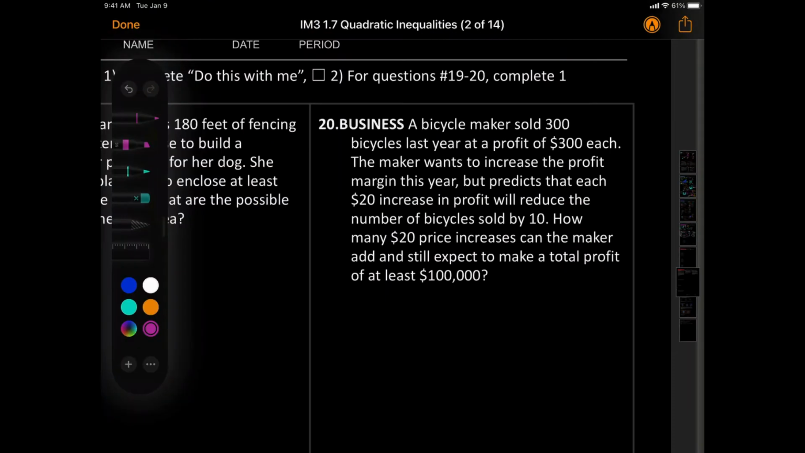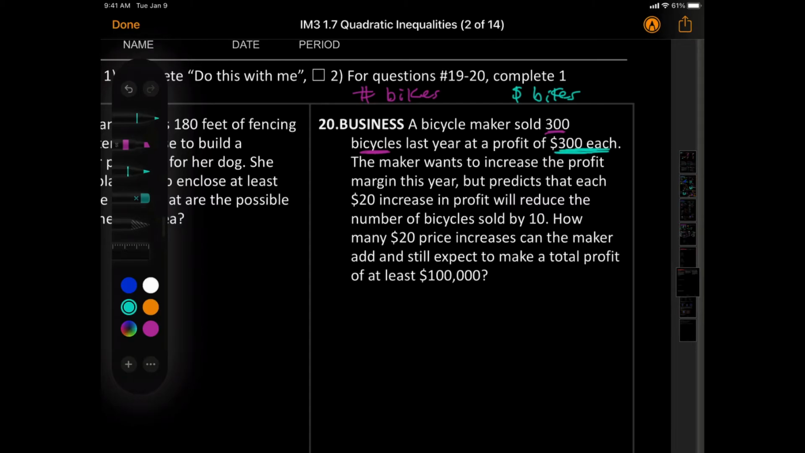All right, question number 20. A bicycle maker sold 300 bicycles. So I'm going to start coordinating my information with the number of bikes. Pink is the number of bikes. So 300 bicycles last year at a profit of $300 each. So price of bikes, I'm going to keep track in blue.